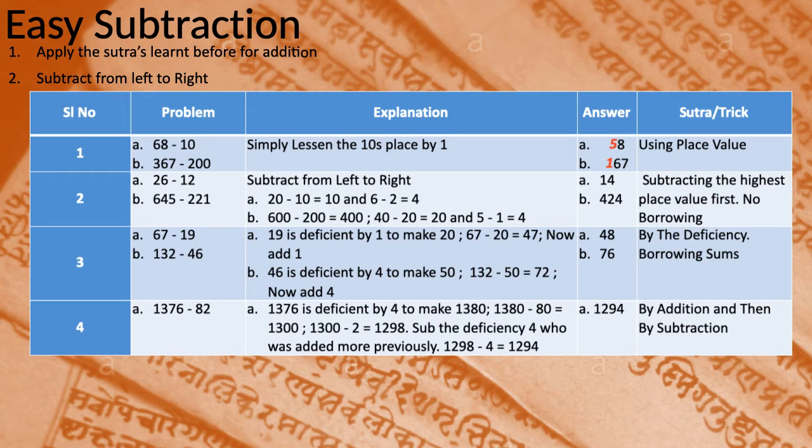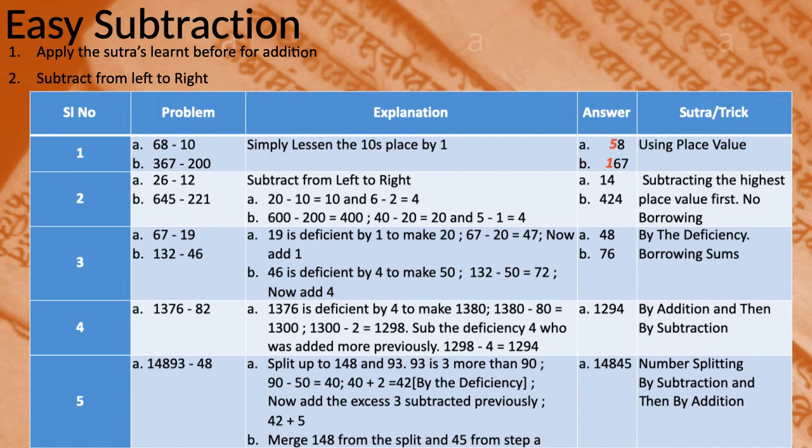Let's look at a little more difficult problem and see how we can apply this trick. 14,893 minus 48. Again, this is intentional. You can try with different problems here. Now, this 93 is definitely greater than 48, right? So I'll do number splitting. I take out 148 and retain as is 93 minus 48. Now I have to do 93 minus 48.